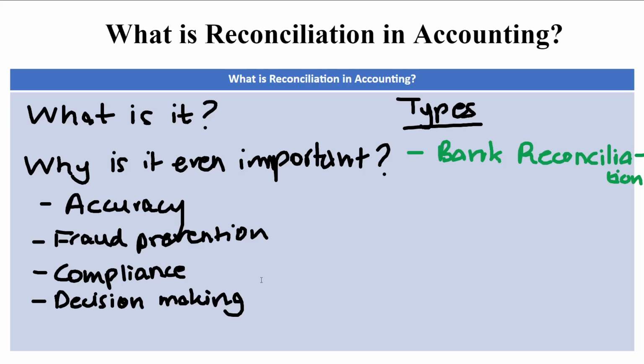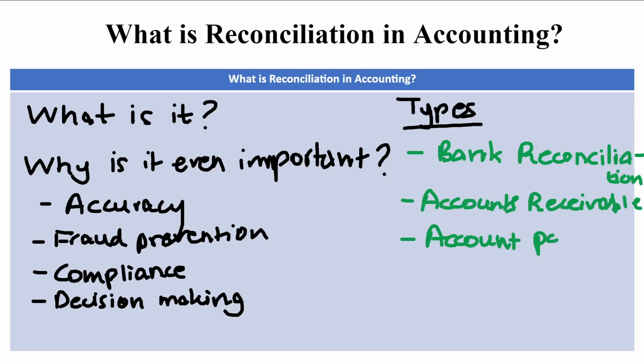The next one is accounts receivable reconciliation. So accounts receivable, and then just copy that down, reconciliation. So this compares your accounts receivable ledger with customer invoices and payments to ensure that all amounts owed are accurately recorded. Then we have accounts payable reconciliation.